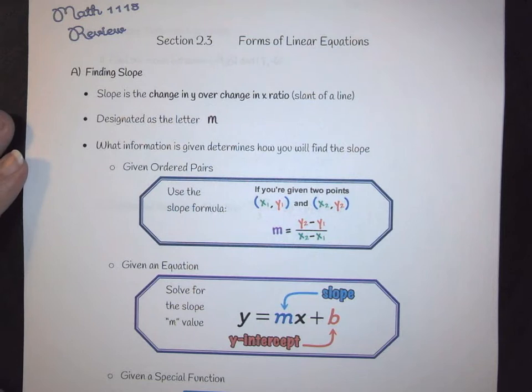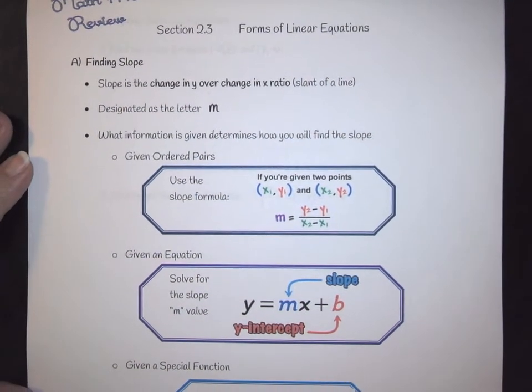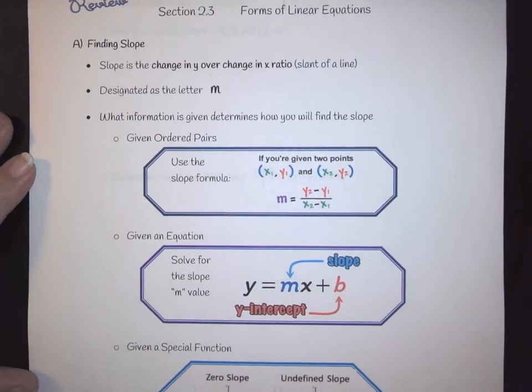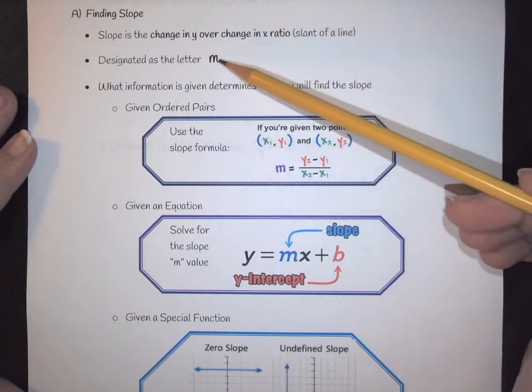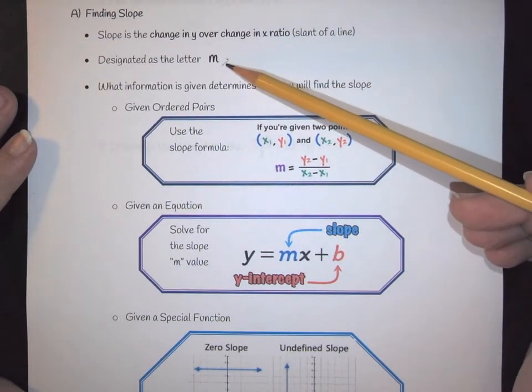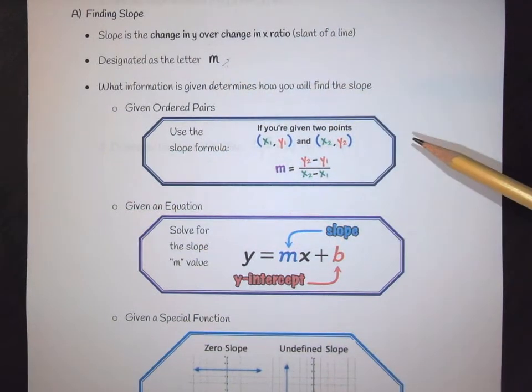Okay, in this video we are going to look specifically at some reviews in terms of linear equations. When we're talking about linear equations, we always have to start at the basics, and the basics means you start back down at slope. We designate slope with the letter m. Okay, and what we have to remember about slope is that it is your change in y over change in x.